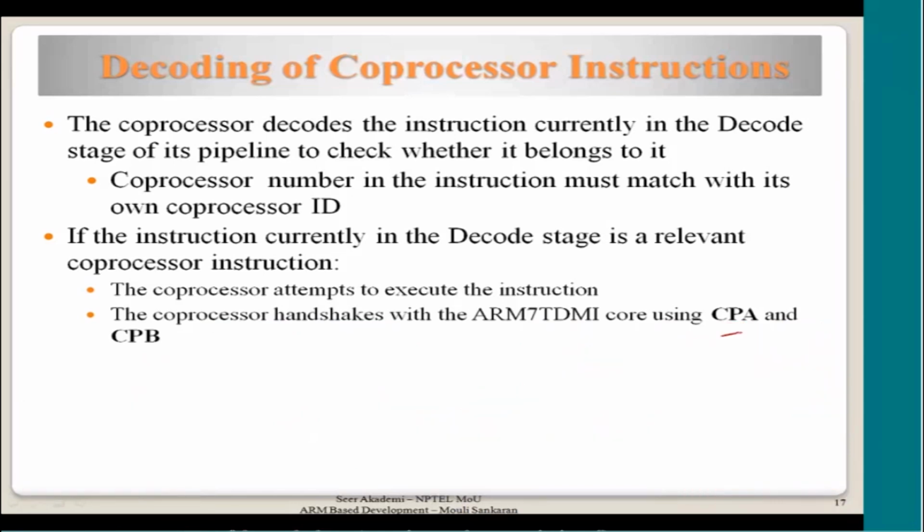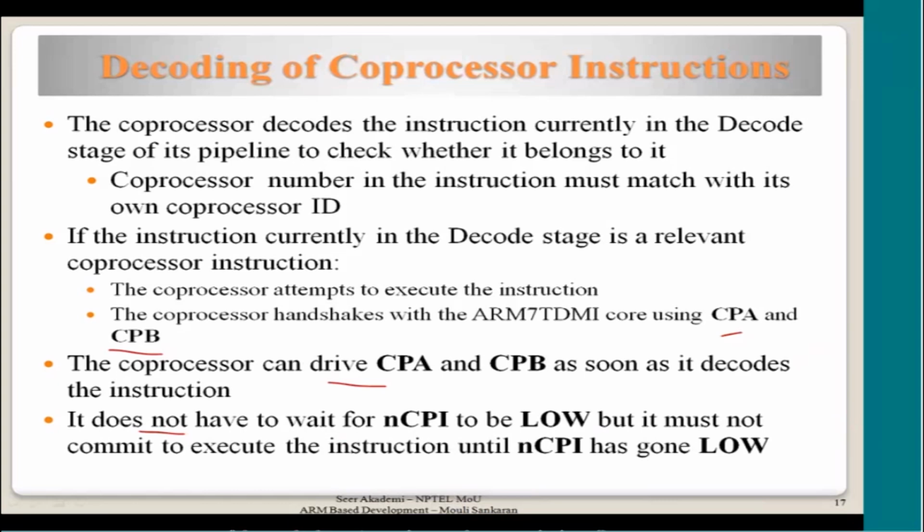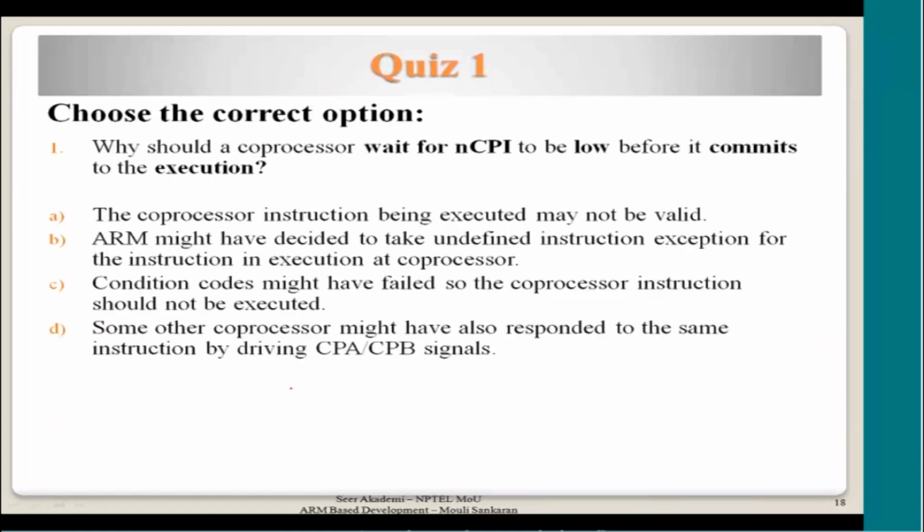So the coprocessor handshakes with the ARM core. It informs the ARM core that "I am taking it" as soon as it decodes it, but it does not have to wait for nCPI to be low. But it must not commit the result until this becomes low. It should not commit the result. Good. So same thing, I think I have explained it already.